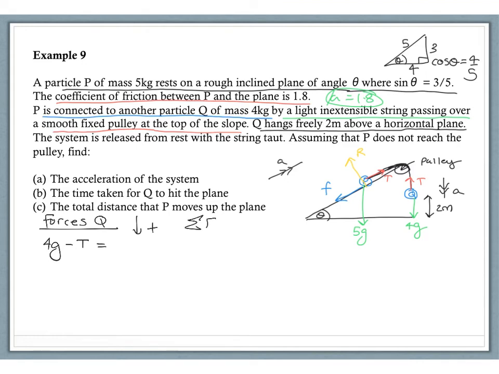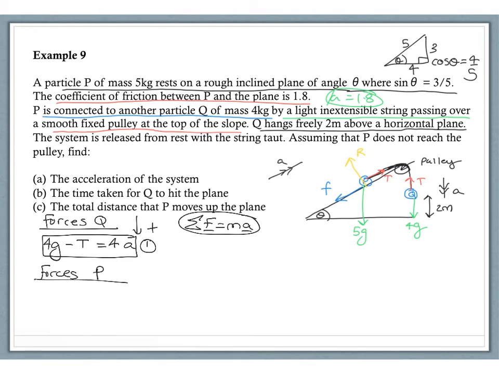Remember, we are using F equals ma, Newton's second law of motion. So that's equal to the mass, which is 4, multiplied by the acceleration. We don't know the value of that. We have an equation in 2 unknowns. I'll call it equation 1. We do not know T, the tension, or a, the acceleration. Let's now look at the forces on P.